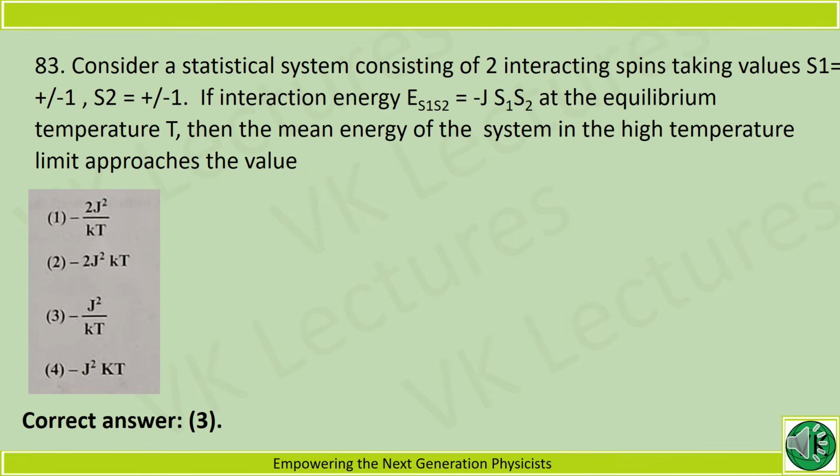Consider a statistical system consisting of two interacting spins taking values s1 equal to plus or minus half, s2 equal to plus or minus half. The interaction energy E(s1, s2) equals minus J times s1 s2 at the equilibrium temperature T. The mean energy of the system in the high temperature limit approaches the value... The correct answer is option 3, minus J square by kT.